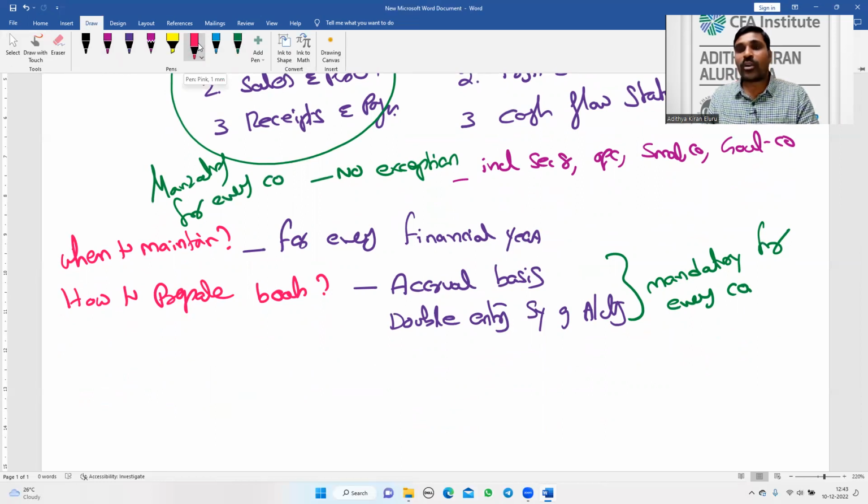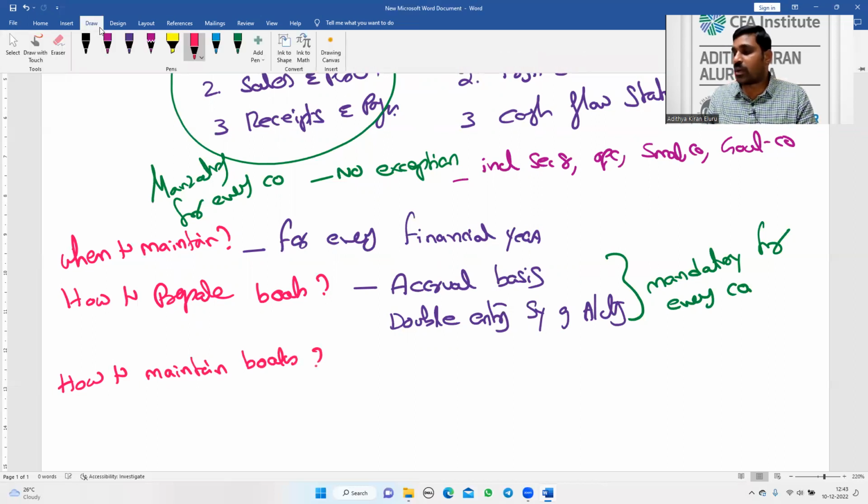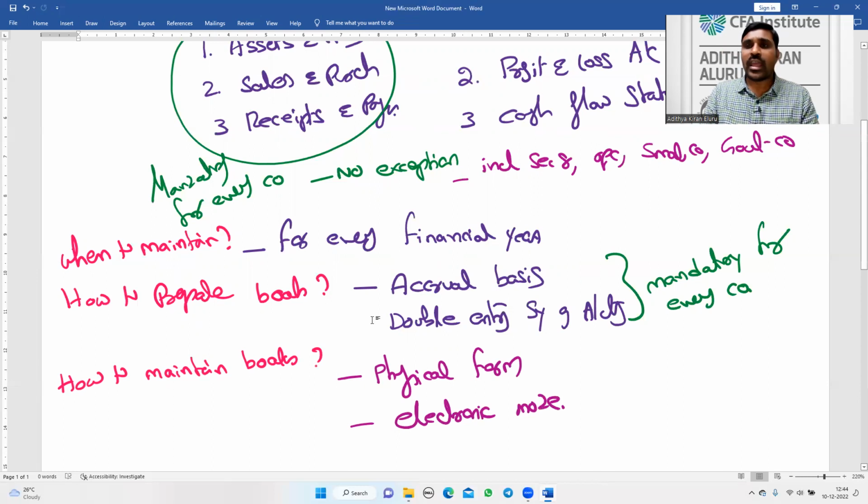So, how to prepare the books of accounts: accrual basis and double entry system of accounting. Next, how to maintain the books of accounts. Books of accounts can be maintained in physical form or in electronic mode.